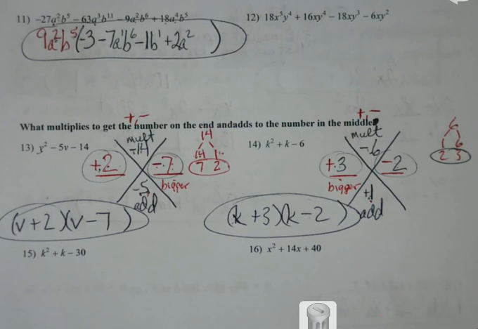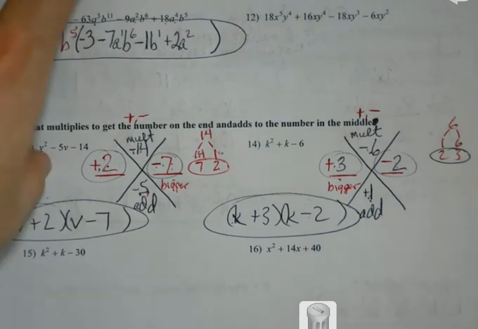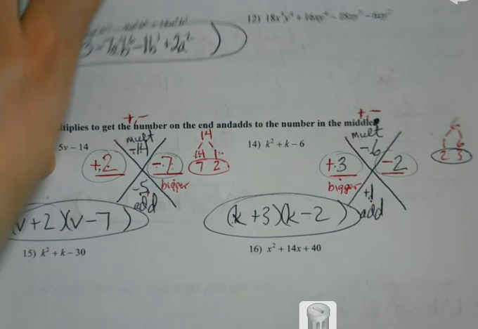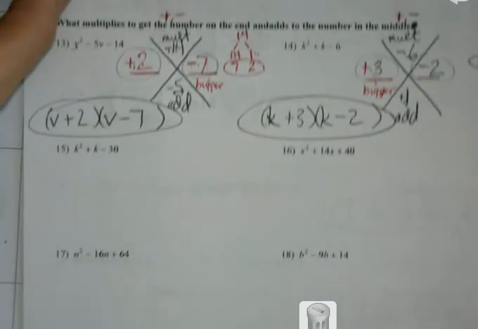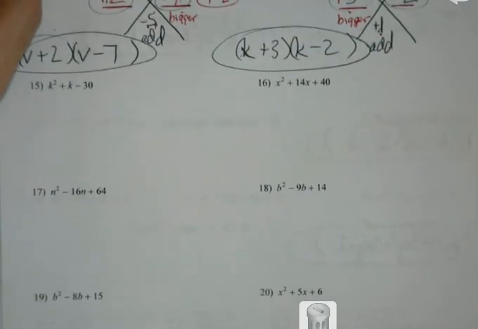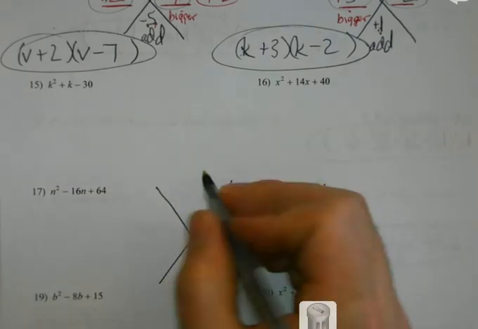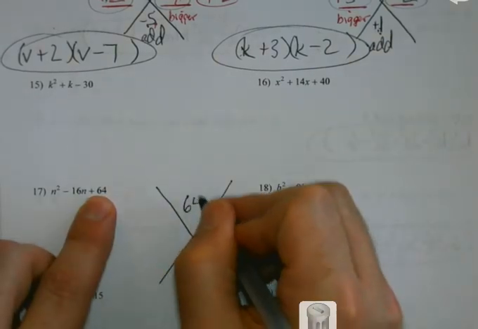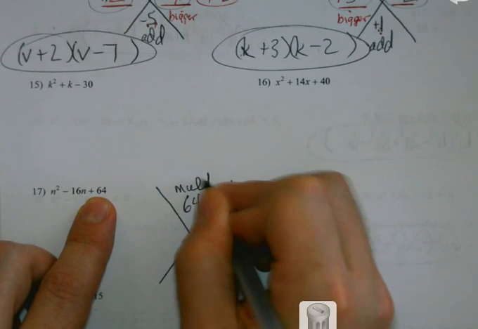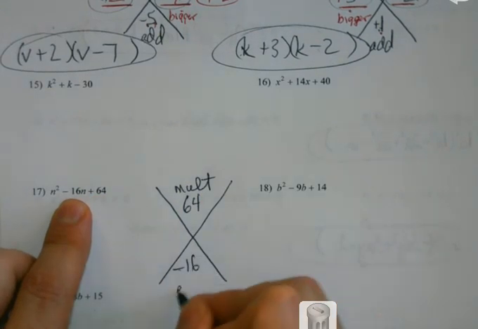All right, I'm going to try to find a doozy here. I think 17 is going to be the closest thing to a doozy we get on this one. So let me scooch this down a little bit. All right, last one, then I'm going to have you try out on the rest here. Multiply to get the number on the end. Add to get the number in the middle.